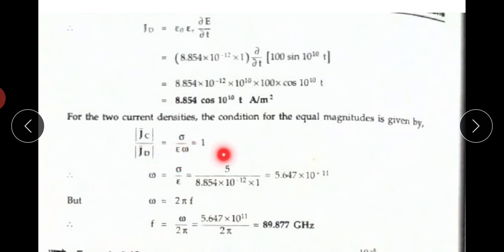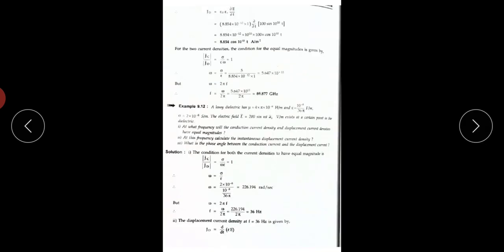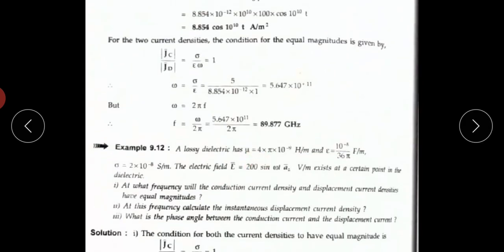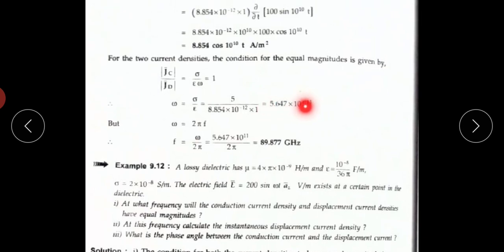So Jc bar by Jd bar, we know, equals sigma by epsilon into omega. Omega equals sigma by epsilon. Given sigma equals 5, epsilon equals epsilon naught into epsilon r. Here given epsilon r equals 1. So epsilon naught equals 8.854 into 10 to the power of minus 12. So omega equals 5.641 into 10 to the power of minus 11.